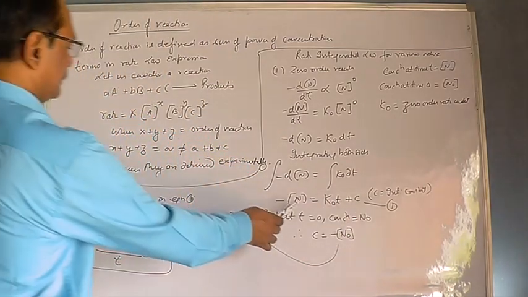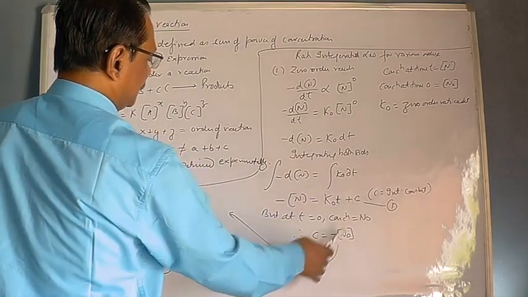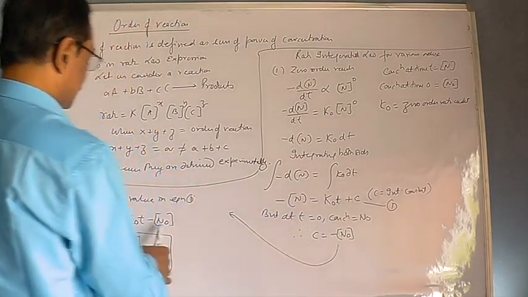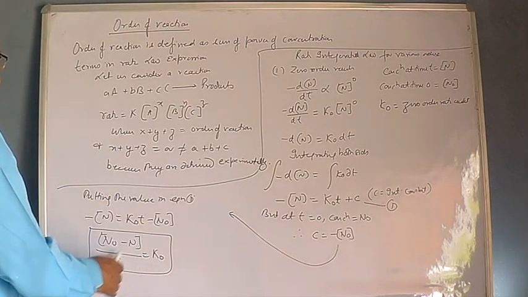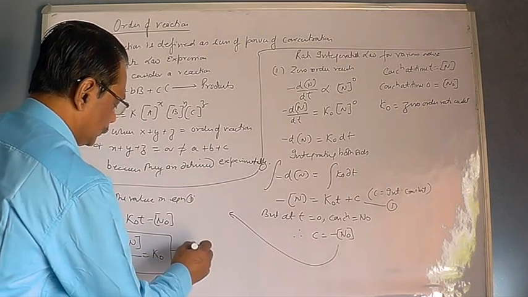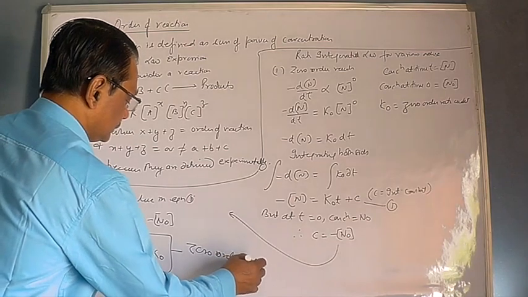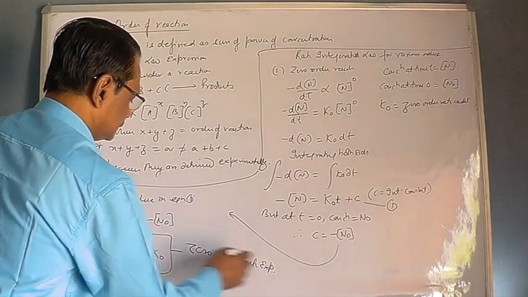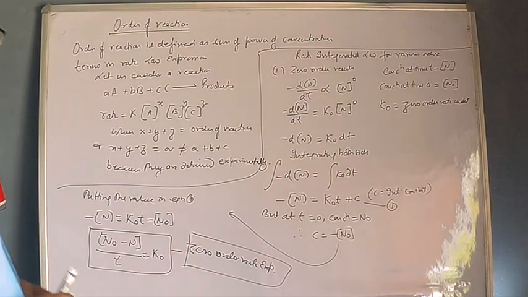Now we are putting this value in the next step. So what we get: minus n equals k0 t, and in place of plus c, we put minus n0. Take n0 here, so you get the final value (n0 minus n) upon t equals k0, and this is your zero order rate expression. Very, very important.